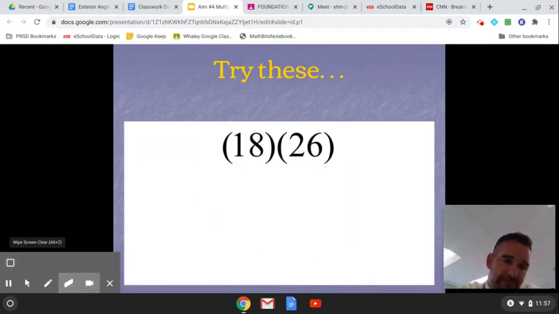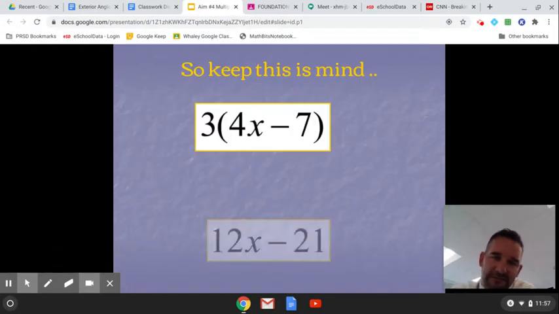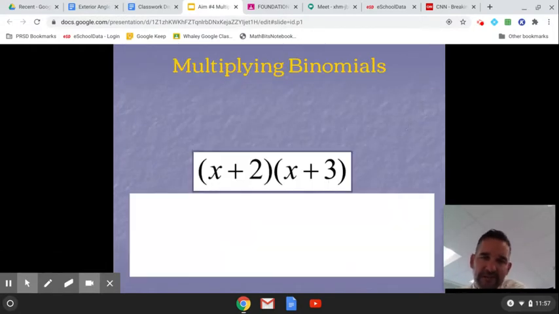What do you mean? I mean, take a look at this thing. Not this. That was yesterday. This thing. How do you multiply x plus 2 times x plus 3? Do I distribute the x? Do I distribute just the 2? How do you multiply this?